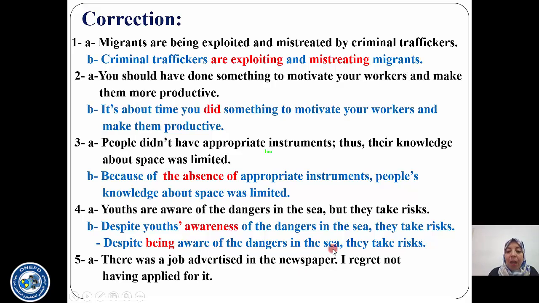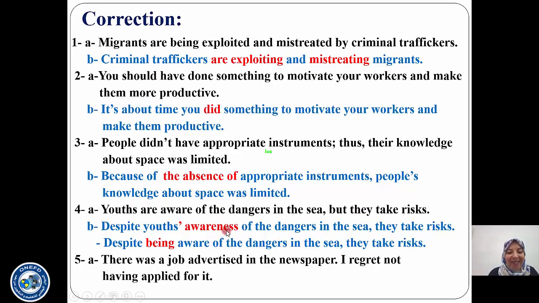Now, there is one condition to be able to use this form, the gerund here: despite being aware of the dangers in the sea, they take risks. The condition is that the subject in the second sentence and the subject in the first one should be the same. So, is it the same here? Yachts in the first part and they is exactly the same. So it is possible to use being or a gerund. If you have a subject in the first part different from the subject used in the second sentence, it's not possible to use the second form. You need to use the first one.